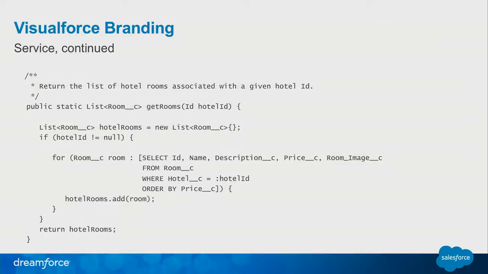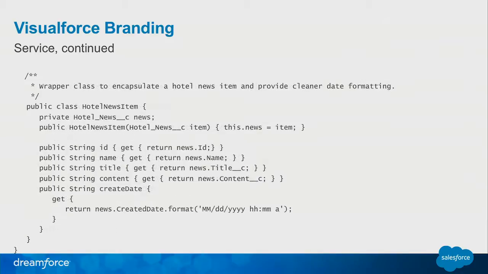Get rooms method, same thing, pulls a list of rooms, returns those, orders them by price. And then here's our wrapper. So it basically just encapsulates a hotel news object and does some formatting on the create date.